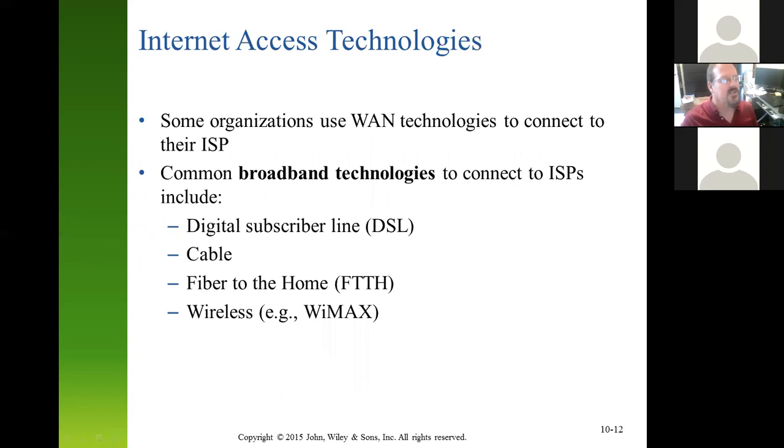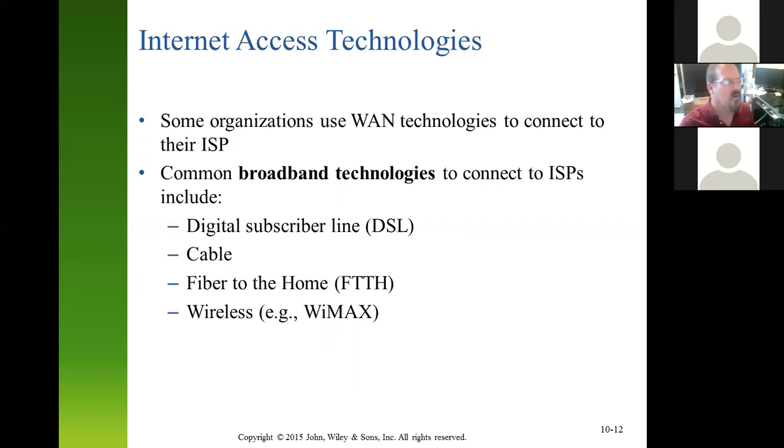Some organizations use WAN technologies to connect to their ISPs, broadband technologies. So DSL, I've mentioned that a couple of times. DSL is pretty much dead, but it still exists in some areas of the country. It's a legacy service. The fastest that you can get on residential DSL is only about 20 megabits per second down and only 1 megabit per second up. For business DSL, the fastest you can get that anybody sells is about 100 megabits per second. So it's inferior. It's older technology. It's been around since the mid-90s.